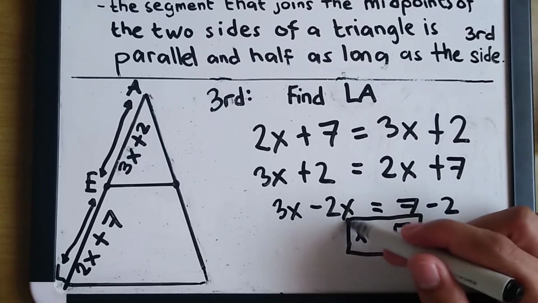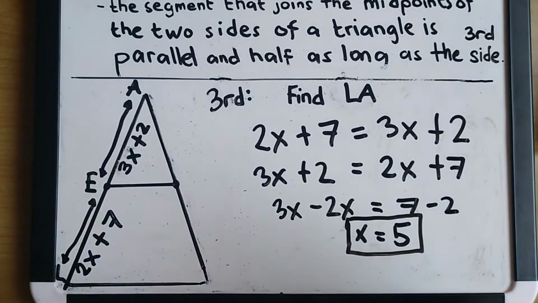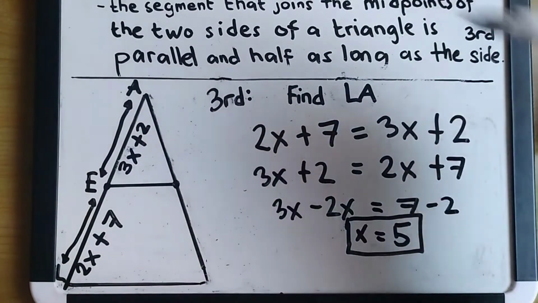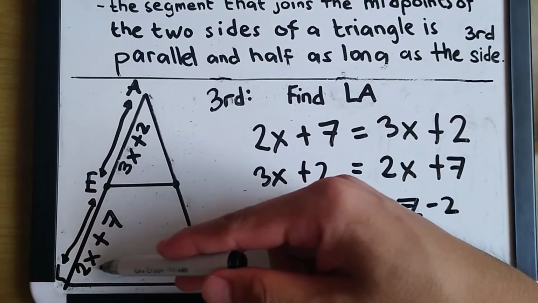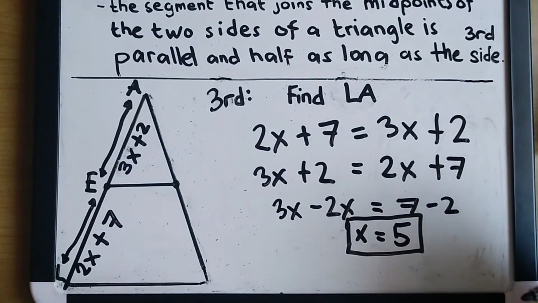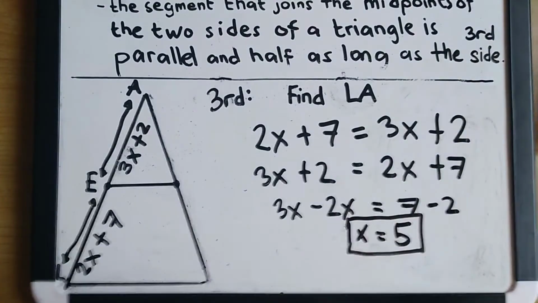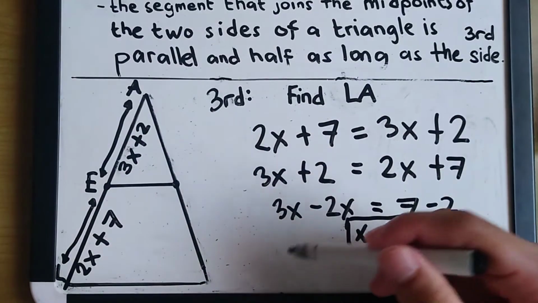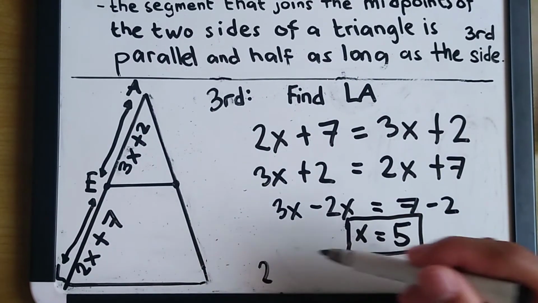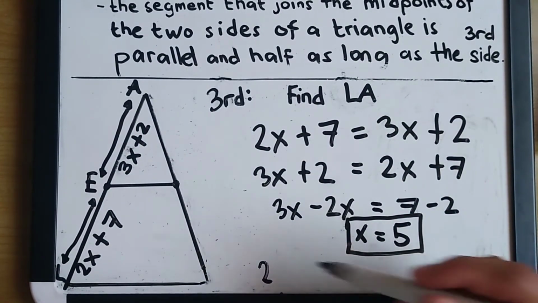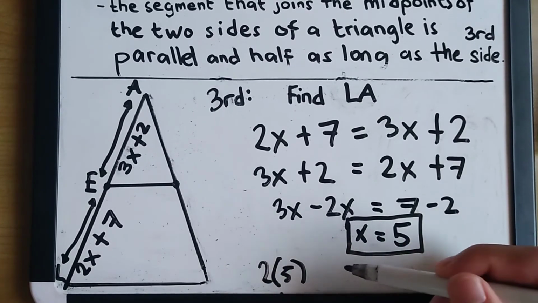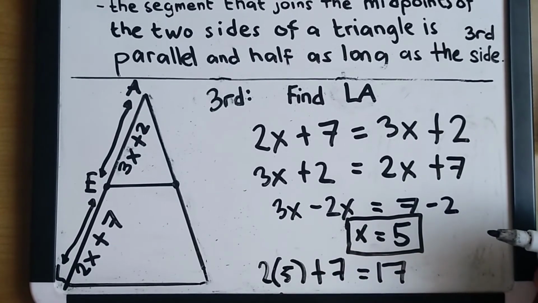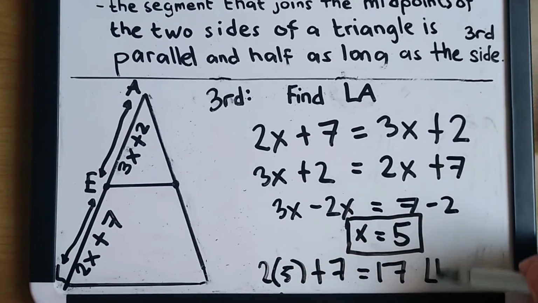We have now our value of x. We will substitute our value of x in the given 2x plus 7. 2x plus 7 is the given value of line segment LE. Line segment LE is equal to 2x plus 7. So we have our x is equal to 5. So 2 times 5 is equal to 10. Plus 7, we have 17. So the value of line segment LE is equal to 17.